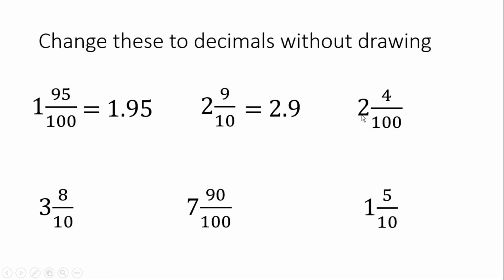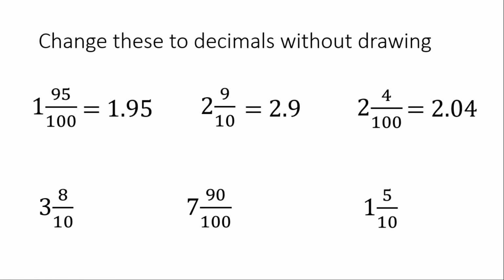In the top right, we have 2 and 4 hundredths. We know that's going to extend into the hundredths place. We need to put 4 in the hundredths place, so that's going to be 2.04. 4 needs to be in the hundredths place, not in the tenths place. That's why I put the 0 after the decimal point.